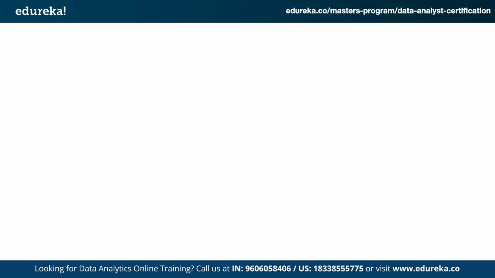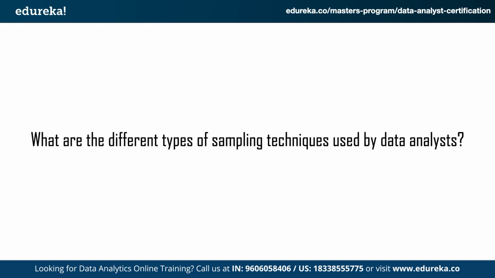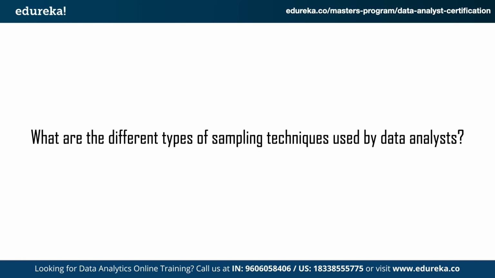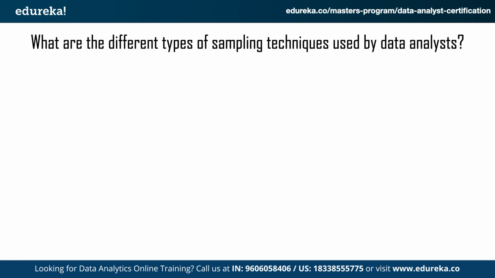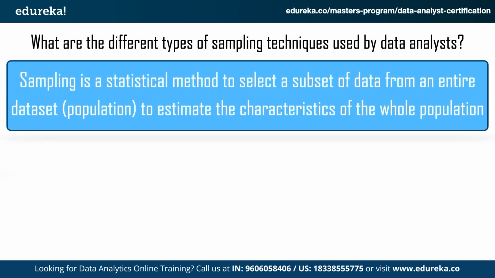Now, the next question is, what are the different types of sampling techniques used by data analysts? To understand this, let's first understand what sampling is. Sampling is a statistical method to understand a subset of data from an entire dataset to estimate the characteristics of the whole population. What this essentially means is that in sampling, you take a part of the entire dataset and you try to analyze that. And based on the results of that particular sample, you will derive conclusions for the entire dataset.